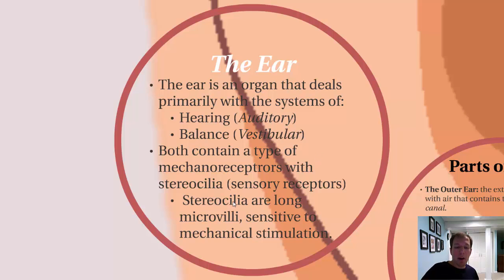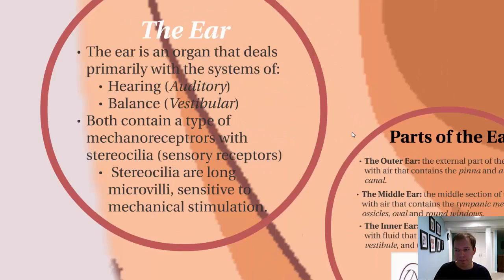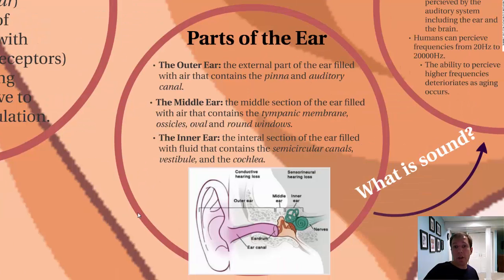The particular part within it is called stereocilia. And this is an important term that will come up several times. It's really a type of microvilli, these kind of small hair-like projections that are going to move in response to a stimulus. We divide the ear into three parts.